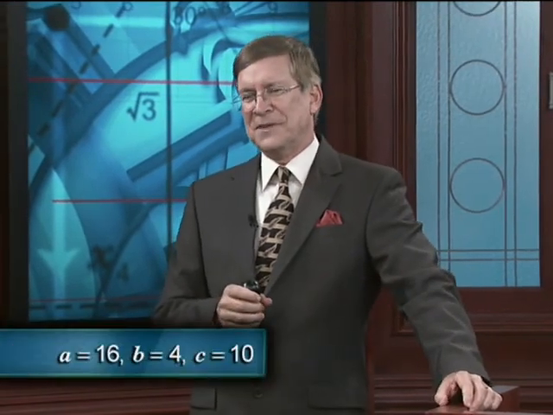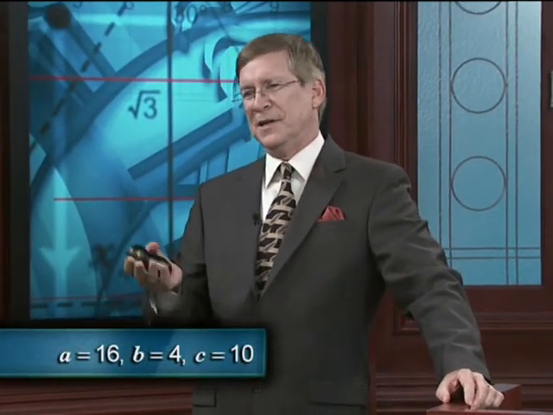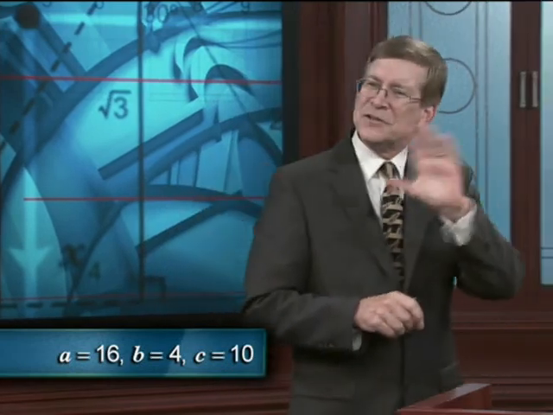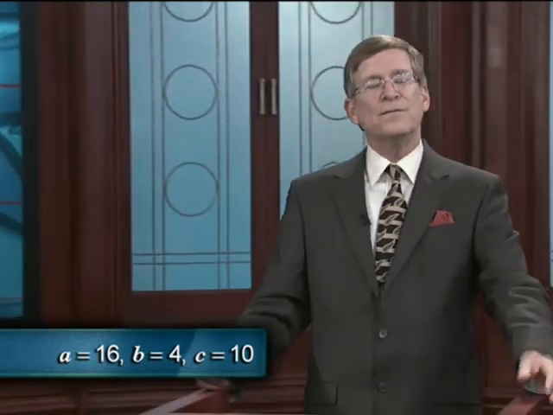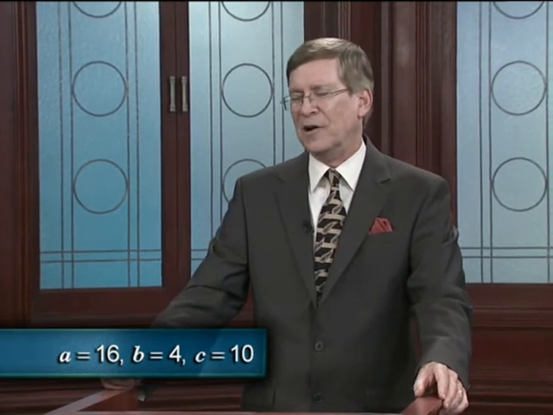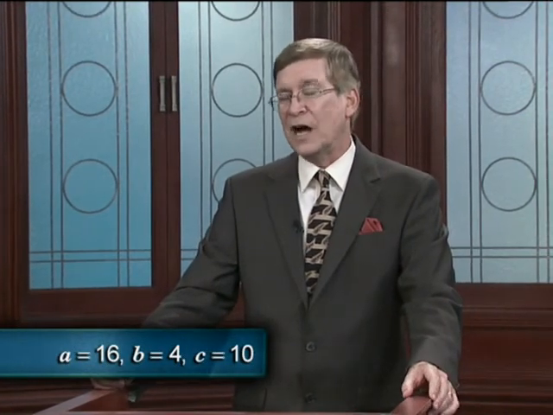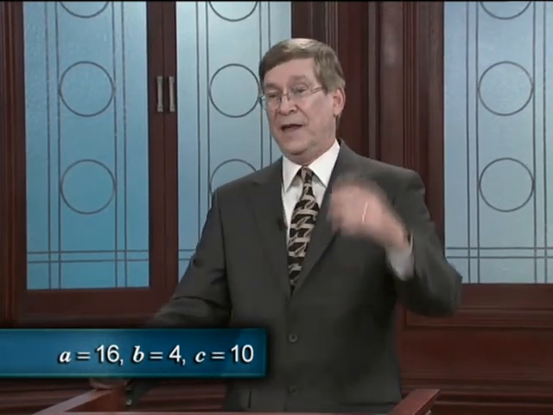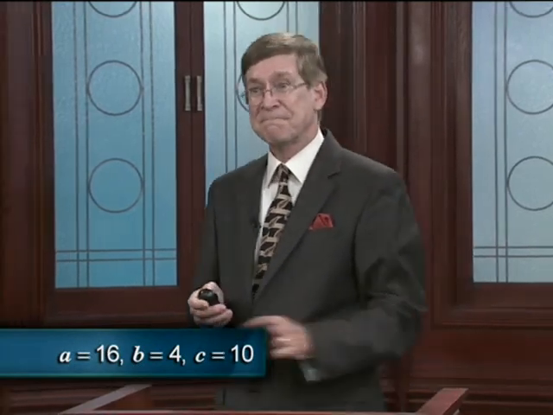Now look back at the 3 sides. You might have noticed something from your geometry classes. In these dimensions, b plus c is 14, which is less than 16. That can never happen in a triangle, can it? The sum of 2 sides always has to be greater than the 3rd side.